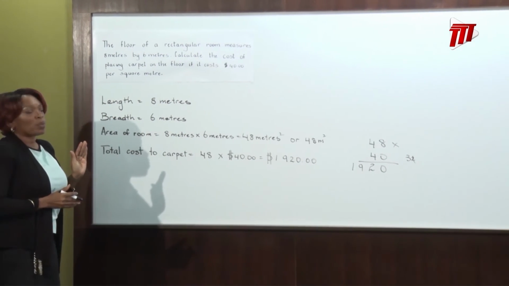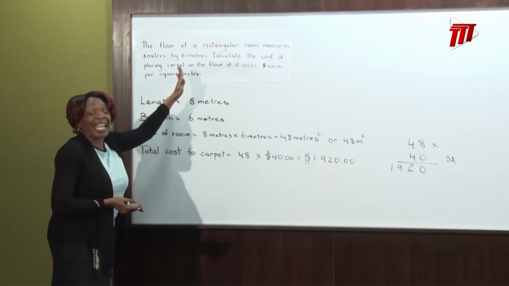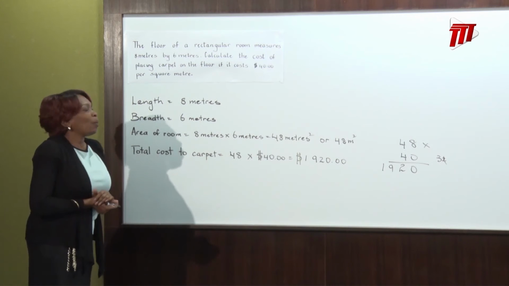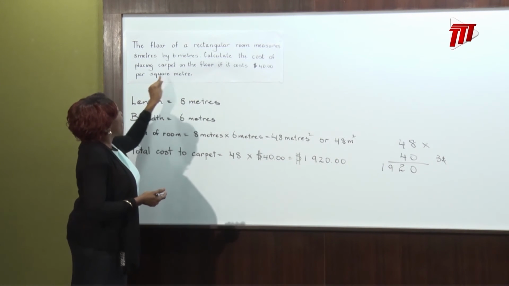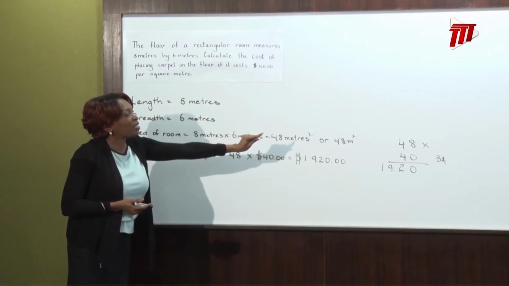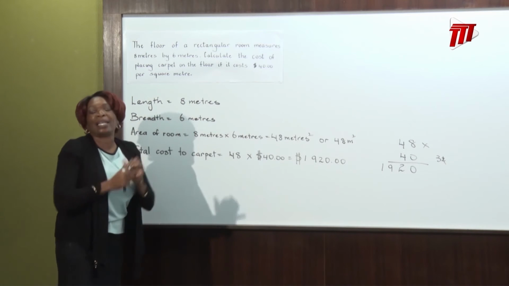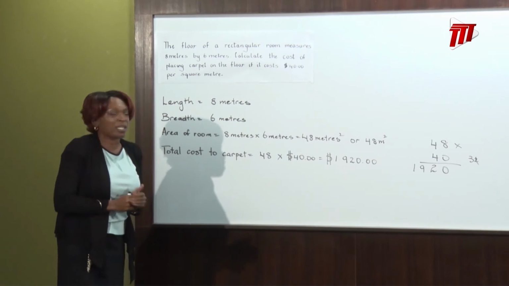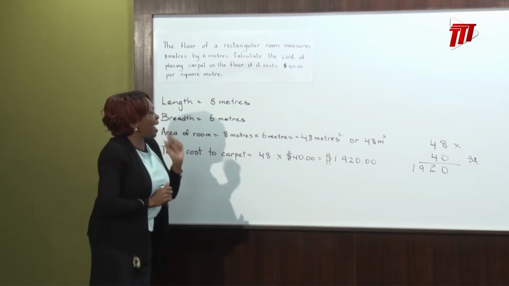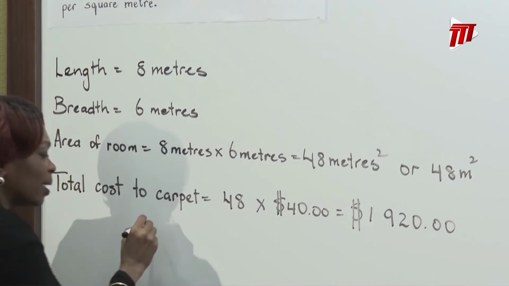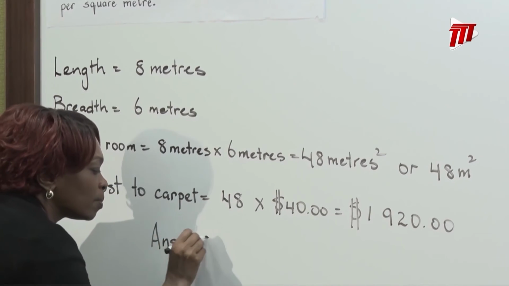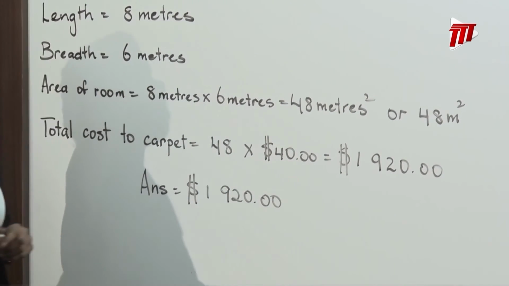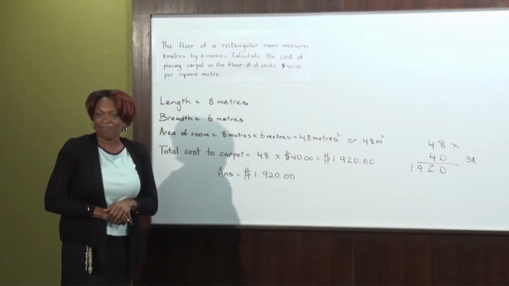What did we do? We found the area of the room first. After finding the area of the room, we then multiply by the cost per square meter, because remember we got 48 meters squared in its totality. Are you with me, children? So to find the total cost of the carpet, we multiplied the two. So the answer is $1,920 to carpet this room.